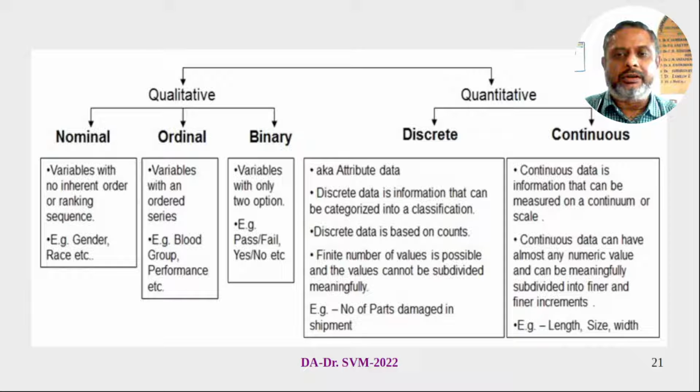On the other side, quantitative. So it is measurable. So there is numeric data, which can be of two types. Discrete, also known as attribute data. The discrete data is the information that can be categorized into a classification. Discrete data is based on counts. A finite number of values are possible, and the values cannot be subdivided meaningfully. That is, for example, the number of parts damaged in the shipment.